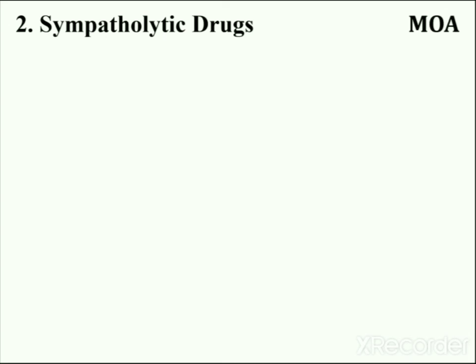Second category is of sympatholytic drugs. Sympatholytic drugs are further subdivided into several categories. These categories are centrally acting agents, beta-adrenergic blockers, alpha-adrenergic blockers, ganglionic blockers, and adrenergic neuronal blocking drugs.